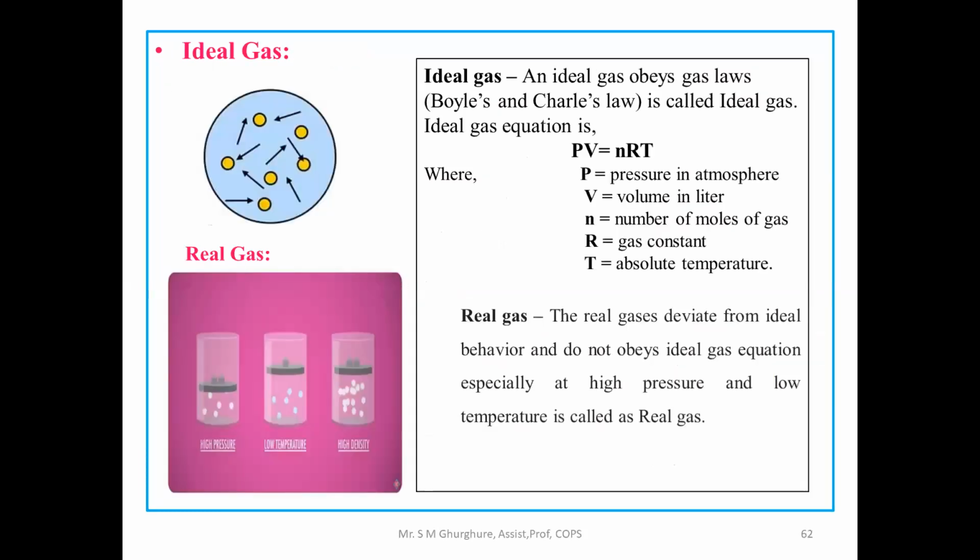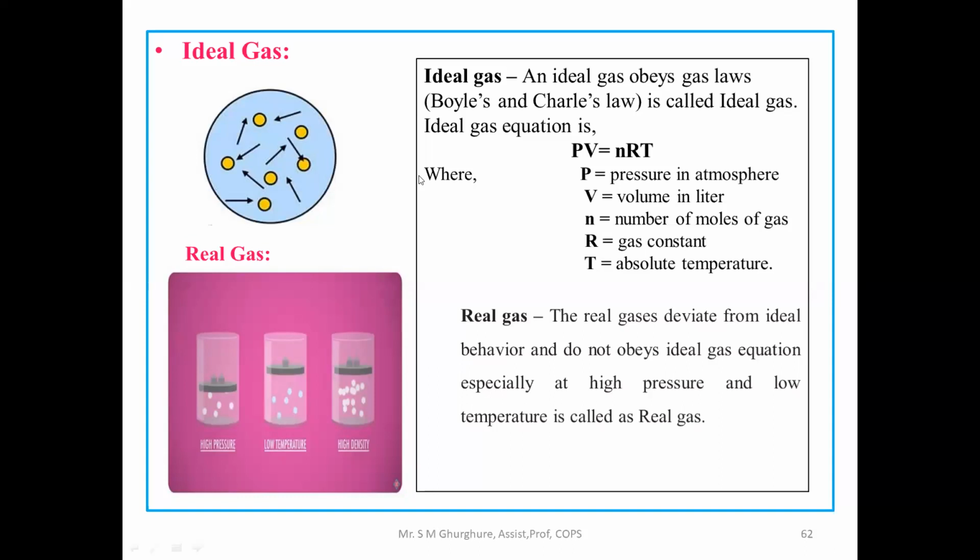Then this part we have already discussed, ideal gas as well as real gas. The ideal gas means what? The gas which obeys the gaseous laws like Boyle's law, Charles's law, and Avogadro's law. That type of gas is called an ideal gas. It obeys the ideal gas equation, that is PV equals nRT. Here P is the pressure in atmosphere, V is the volume in liters, n is the number of moles of gas, R is the gas constant, and T is the temperature.